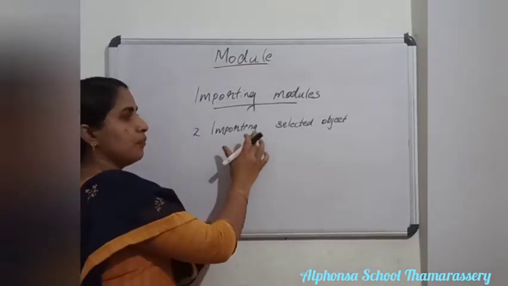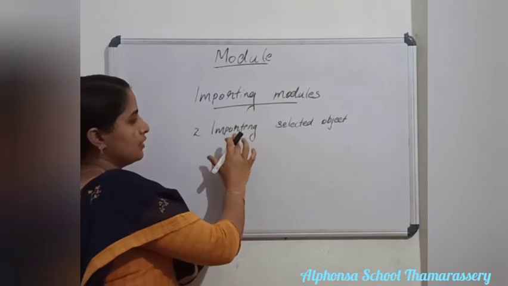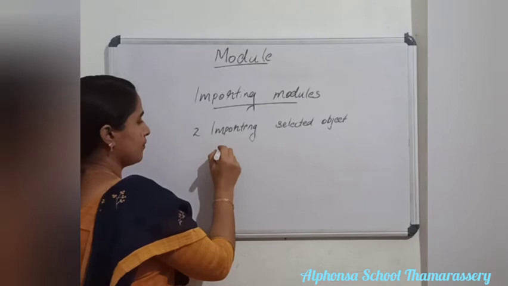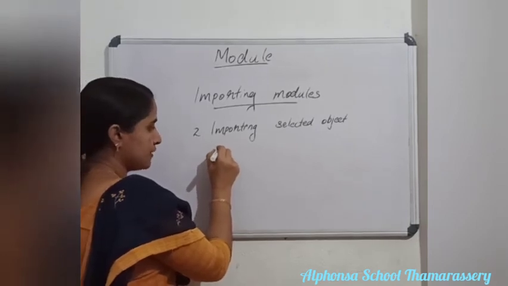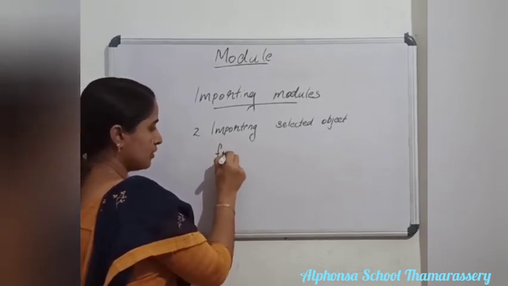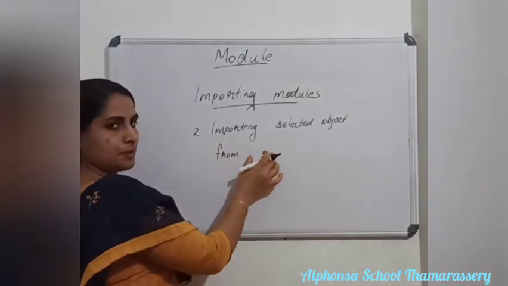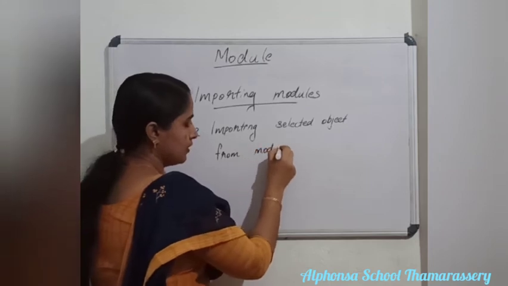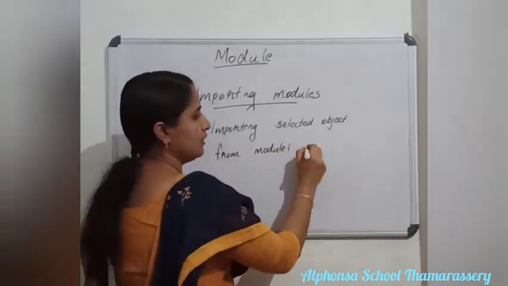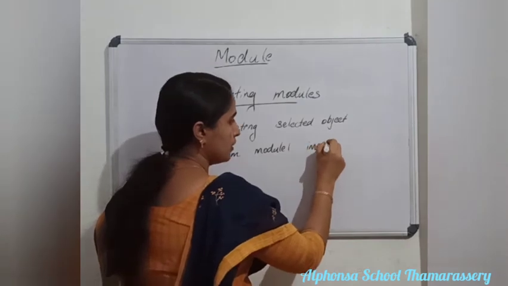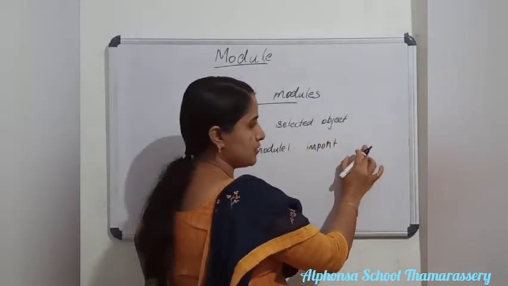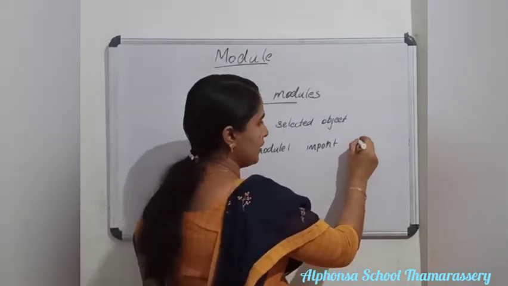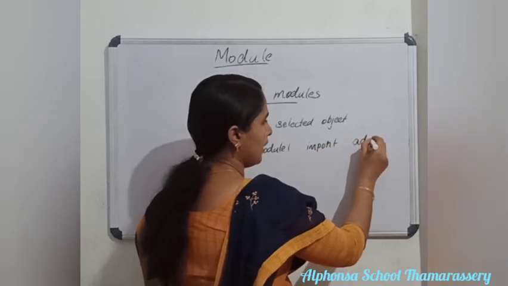See the second case, importing selected objects. To import selected objects from a module, you use the keyword from first. From, then specify the module name. Here I am specifying the module name as module 1. From module 1, then import, then specify the selected elements of the module. Here I am specifying import add.